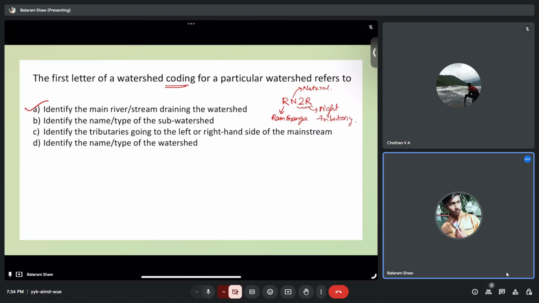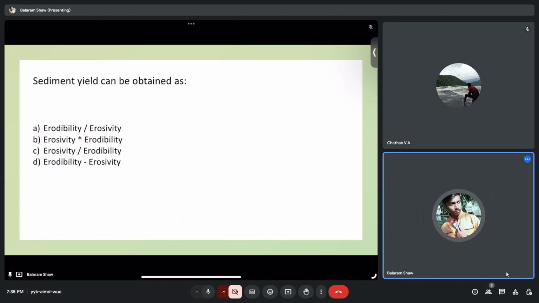Okay. So the next question is: sediment yield can be obtained. So while doing the watershed prioritization, we use several indices such as the sediment yield index.